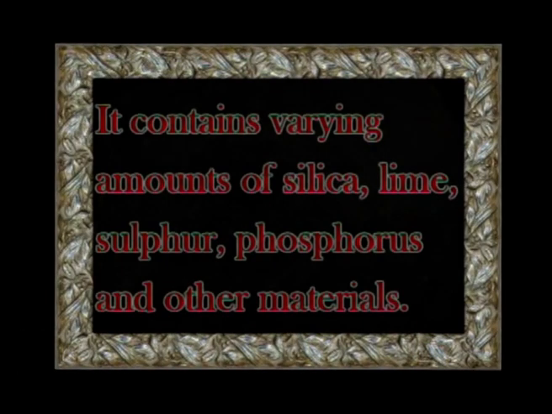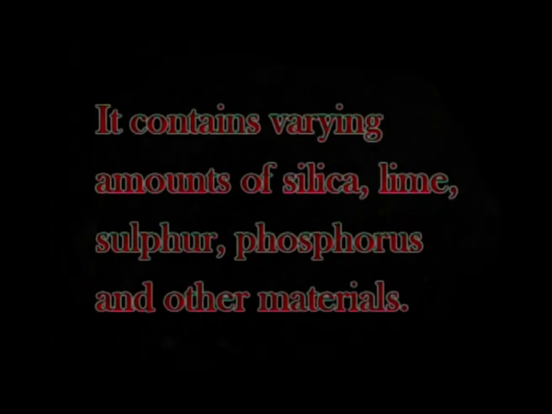Iron is the commonest element. Nearly 5% of the earth's crust is iron, but the ores must contain at least 30 to 40% of the metal for commercial exploitation. Iron is never found in a pure state. It contains varying amounts of silica, lime, sulfur, phosphorus and other materials.